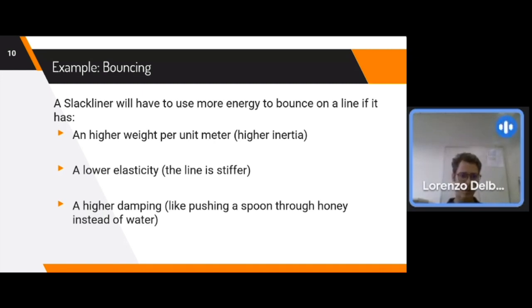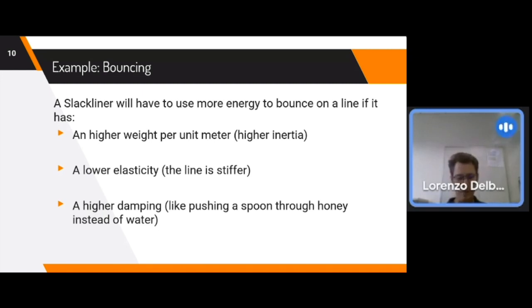In fact, we know that when a slackline has a higher mass, for example, it's more difficult to make it move at the beginning, but when you reach a point where you don't have to accelerate it anymore, it's almost stable because it's heavier, but then it will propagate further. For example, if you stop bouncing, it's more difficult to stop.